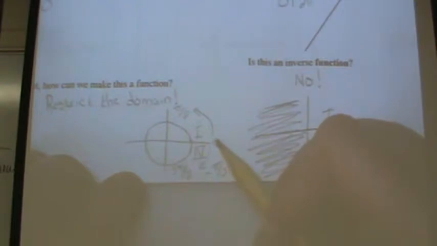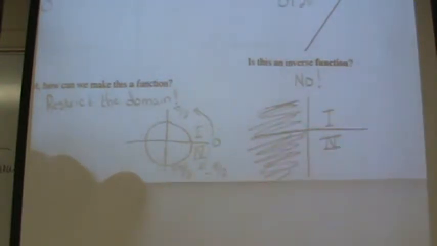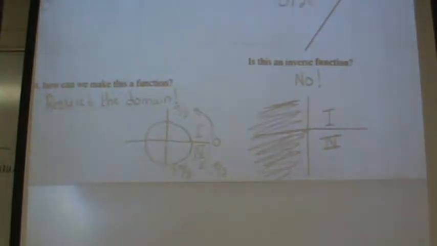This goes 0 to negative pi over 2. So that's where we get this 0 to pi over 2 is quadrant 1. 0 to negative pi over 2 is quadrant 4. So that's why we're only interested in 1 and 4 for sine.